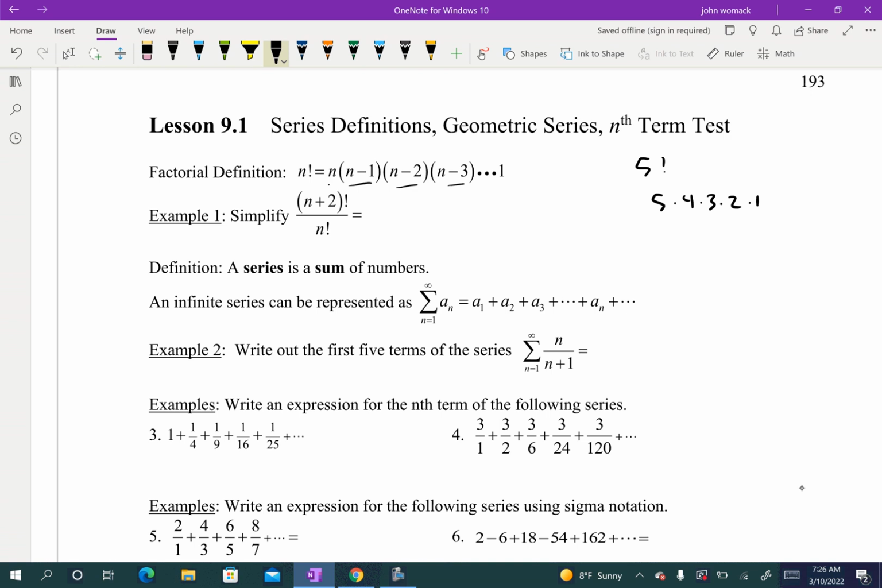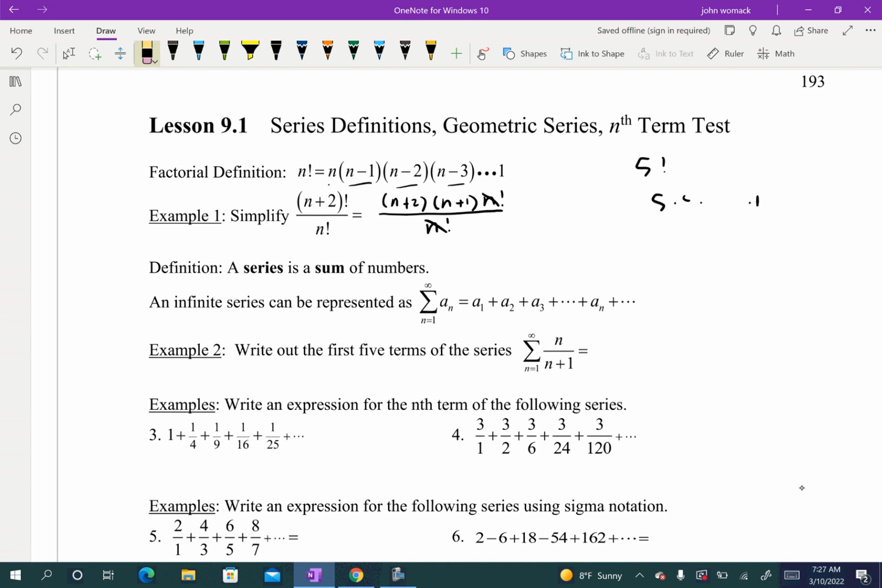So example 1 says simplify n plus 2 factorial over n factorial. If you think of it this way, the top one is n plus 2. If I go down 1, it'd be n plus 1. Go down 1 more, it would be n. And I'm going to stop there, because I could keep going down n, n minus 1, n minus 2, but I don't have to go any further, because on the bottom I'm also going to have an n times n minus 1 times n minus 2. So what ends up happening is those two just reduce or cancel out.